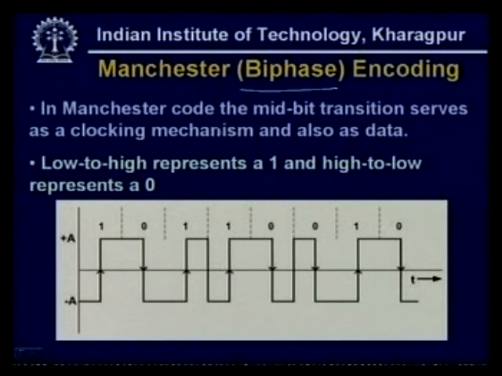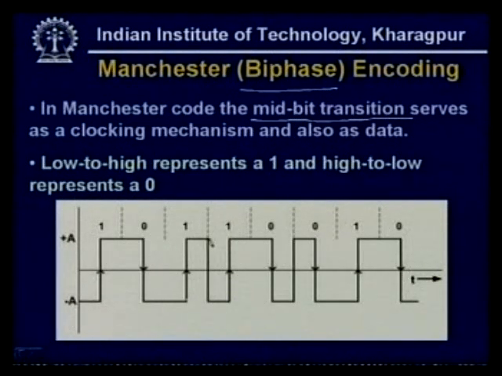So in Manchester encoding, there is a mid bit transition. So mid bit transition is taking place. For example, for 1 the transition is from minus A to plus A. For 0 it is from plus A to minus A. So if the next bit is 1, then it has to go from minus A to plus A. So there is no need to transition in the middle. However, if the next bit is 1, here it will make a transition from low to high. In this middle position, it has to again make a transition from low to high.